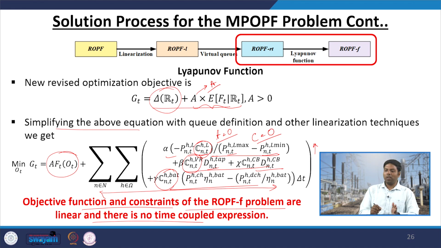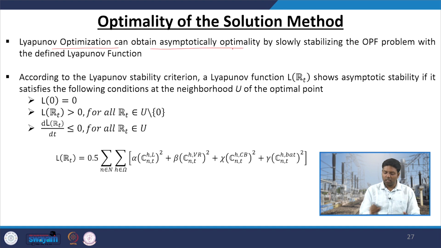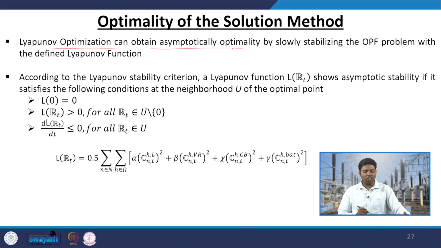Your battery coupling, your summation over t for the voltage regulator, everything, all the constraints have been relaxed with this Q and the Lyapunov function values. Now we have to see whether your Lyapunov function is actually moving to the stable condition or not. So we are saying that Lyapunov optimization can obtain asymptotically stable condition and it goes to the optimal decision slowly, but whether it is happening or not, we have to check whether our Lyapunov function is capable to do that or not.